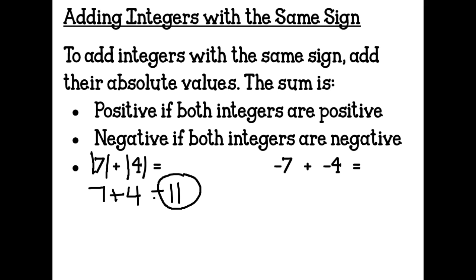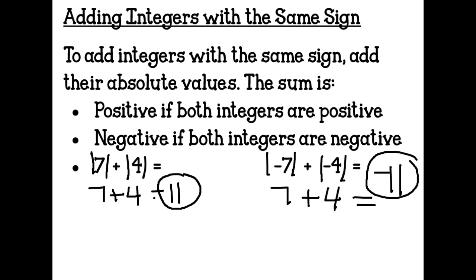Here I have negative 7 plus negative 4. I'm going to take the absolute value of negative 7, which is 7, the absolute value of negative 4, which is 4, and add those together, and I get 11. And both numbers were originally negative, so my answer is going to be a negative 11.